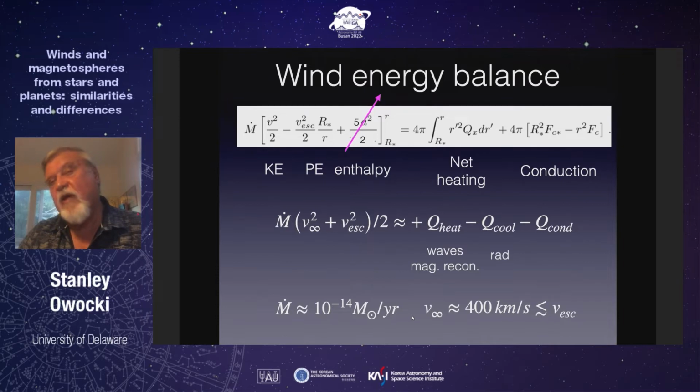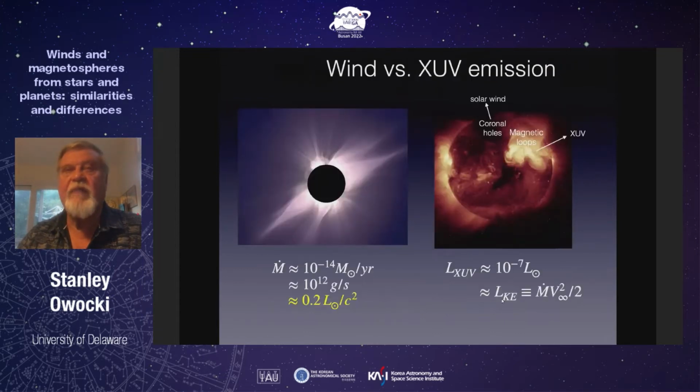And it works out that if you put the amount of energy that's being put in by mechanical energy, by waves and magnetic reconnection, then you get a mass loss rate that's about 10 to the minus 14 solar masses per year, and a flow speed that's anywhere from 400 to 700 kilometers per second, on the order of the wind escape speed.